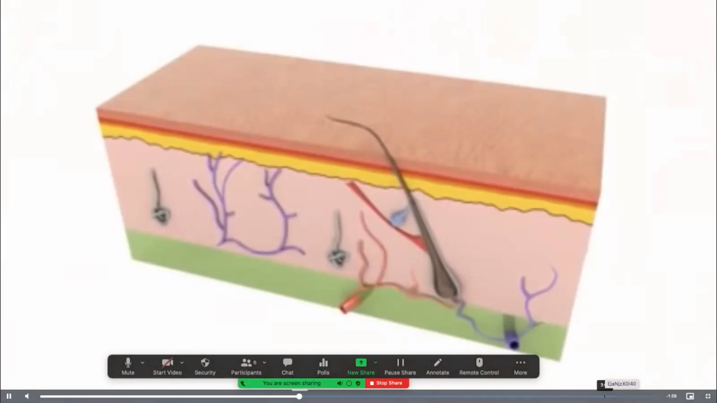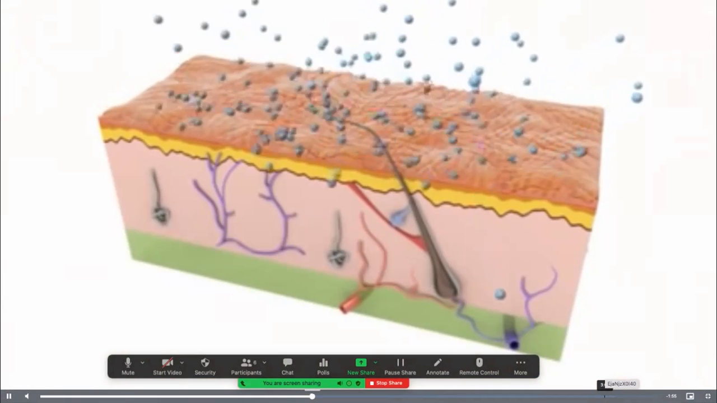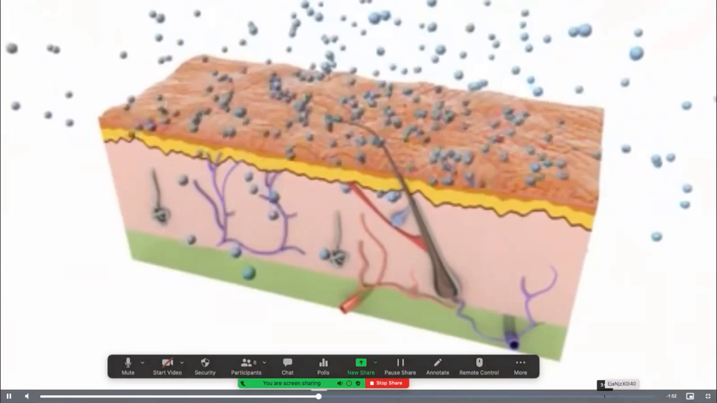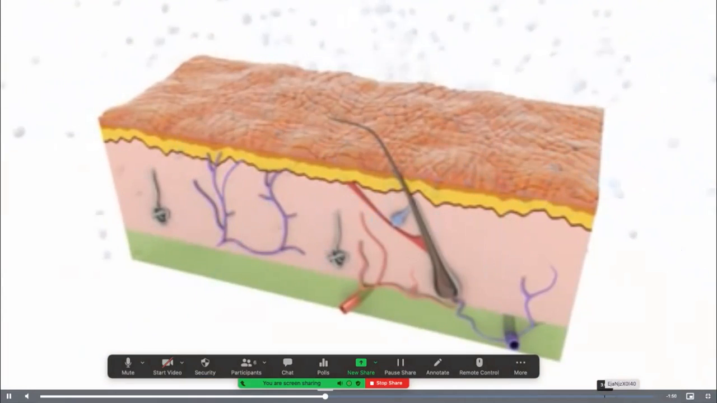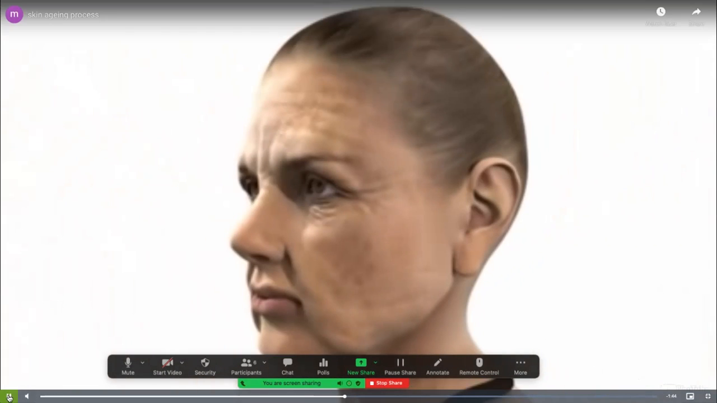Lastly, the lipids, or natural fat, that protect the skin's surface against water loss, break down in response to changing hormone levels. The skin's natural moisture barrier therefore becomes leaky and allows water to escape, which is why your skin may become drier with age.